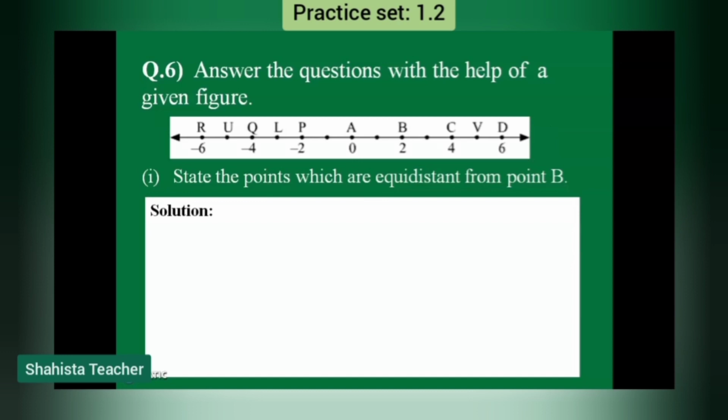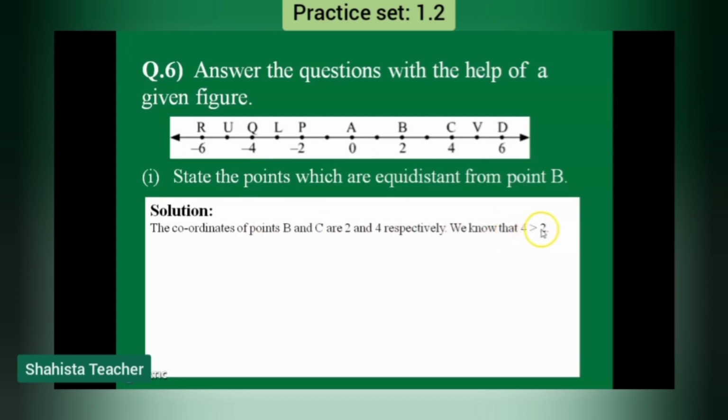So first we will write here the coordinate of BC. The coordinates of B and C are: B represents 2 and C represents 4. So here we will write the coordinates of B and C are 2 and 4 respectively, where 4 is greater than 2, because both these numbers are positive numbers. So first we will write here the coordinates of point B and C are 2 and 4 respectively.